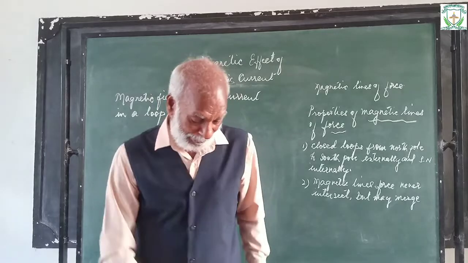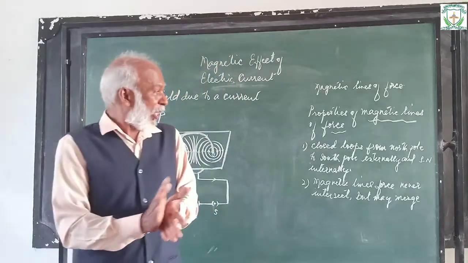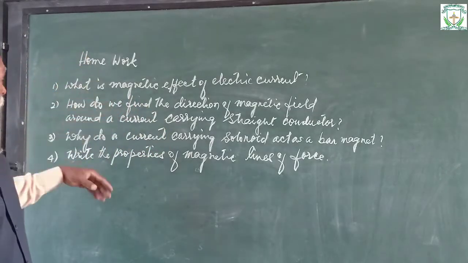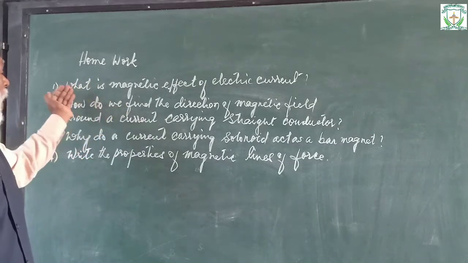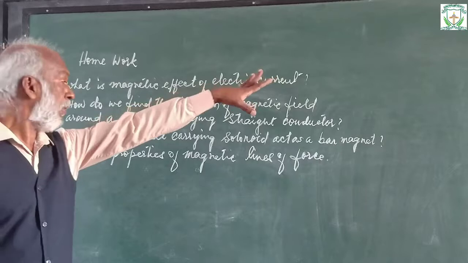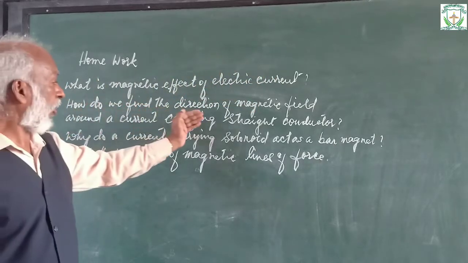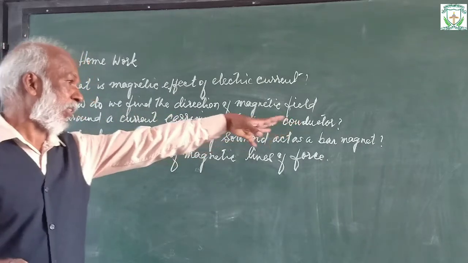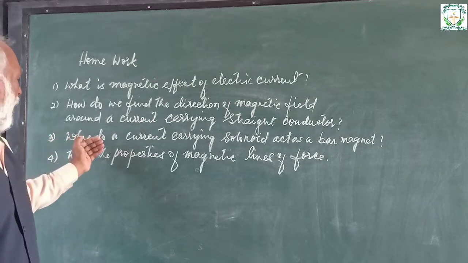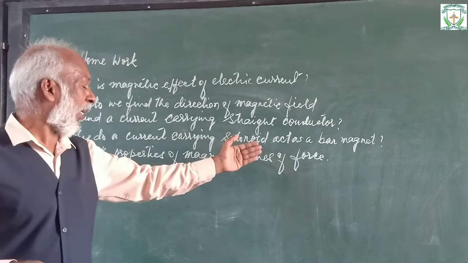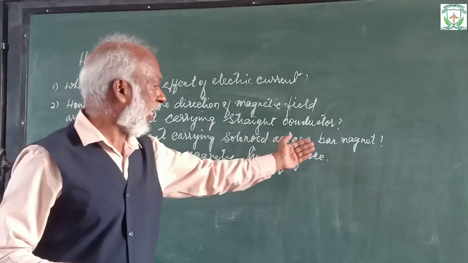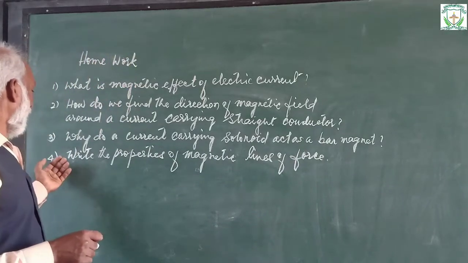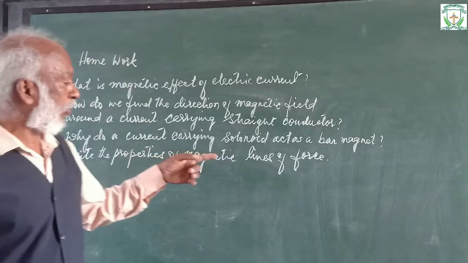So, we'll end this class. I'll give you a short homework. Here you have 4 simple questions. What is the magnetic effect of electric current? How do we find the direction of the magnetic field around a current carrying straight conductor? That is the second question. The third one is, why does a current carrying solenoid act as a bar magnet? Fourth one, write the properties of magnetic lines of force.